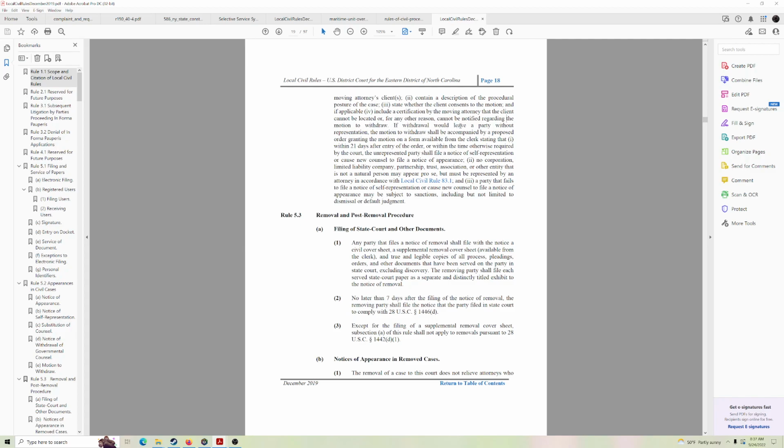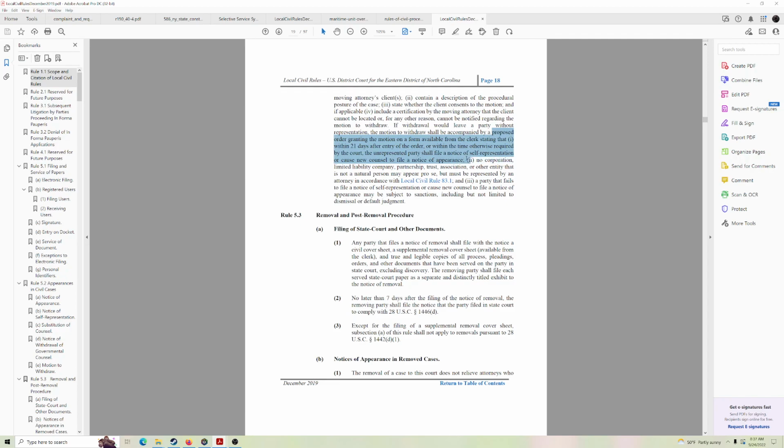If withdrawal would leave a party without representation, the motion to withdraw shall be accompanied by a proposed order granting the motion on a form available from the clerk stating that: 1. Within 21 days after entry of the order or within the time otherwise required by the court, the unrepresented party shall file a notice of self-representation or cause new counsel to file notice of appearance.